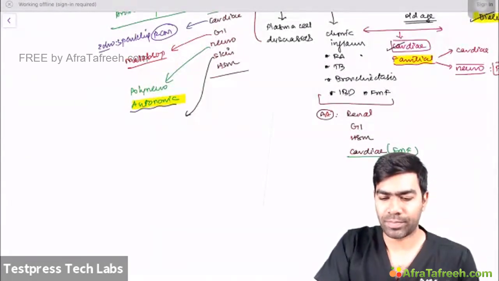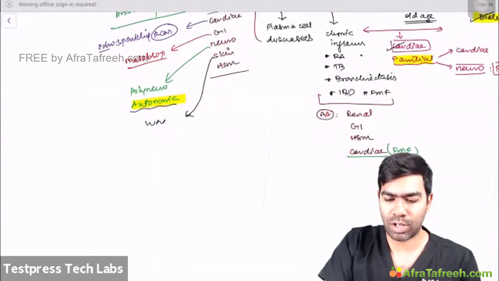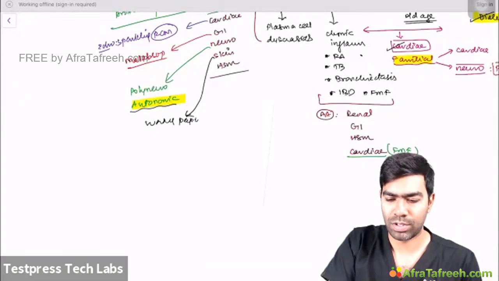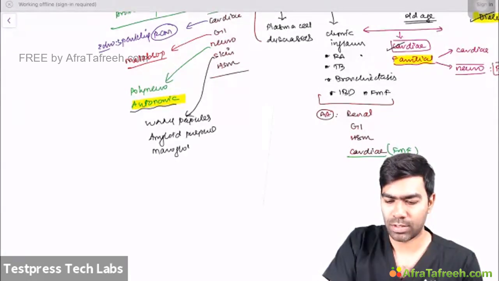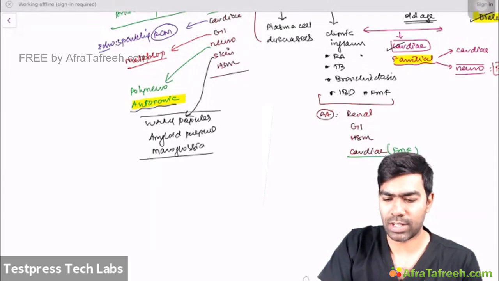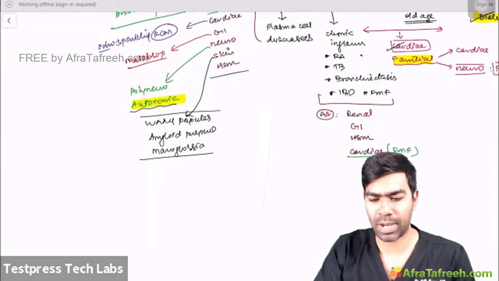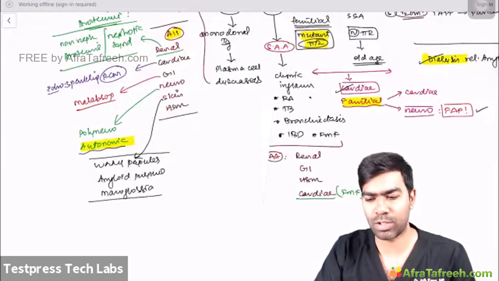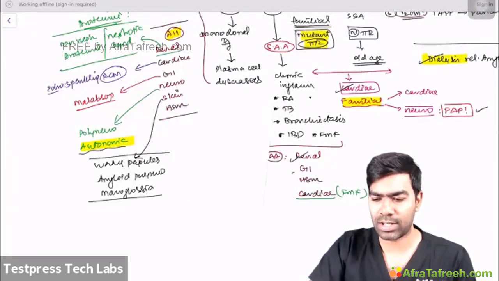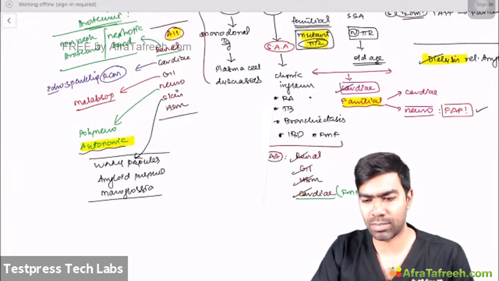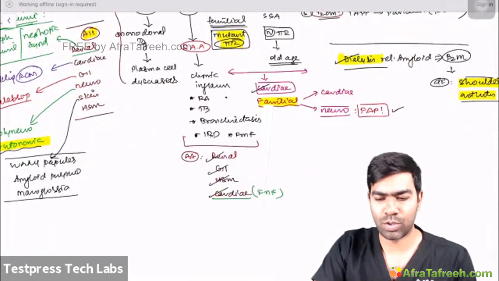And in skin, they will produce these sort of waxy papules, amyloid purpura, and they can produce macroglossia. These are the trigger words in exam: waxy papules, amyloid purpura, macroglossia. And of course, they can produce hepatosplenomegaly as well. Here, understand renal, GI, HSM, cardiac, dialysis produces shoulder arthritis.